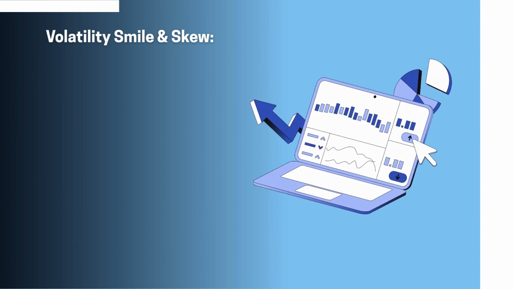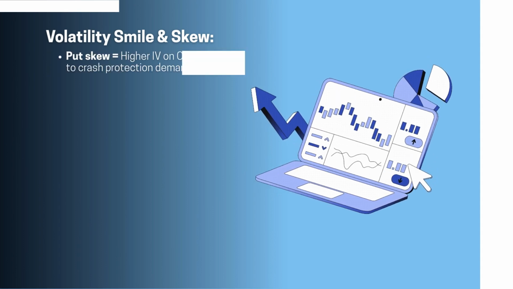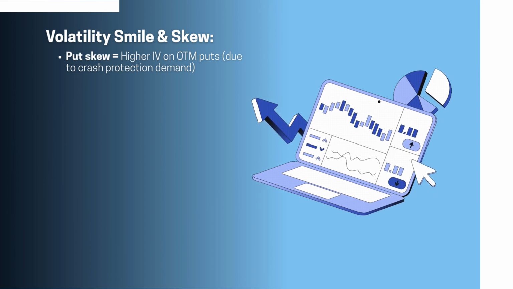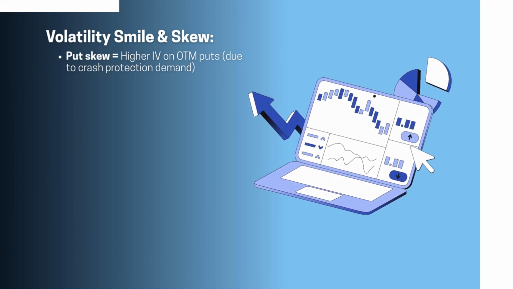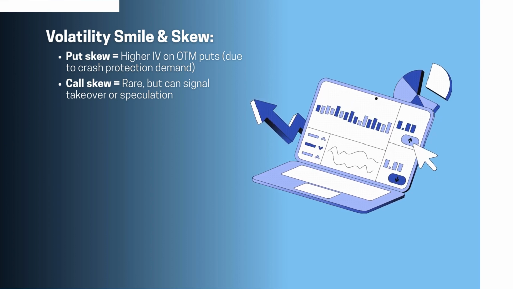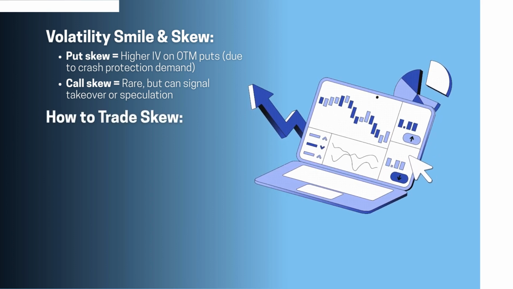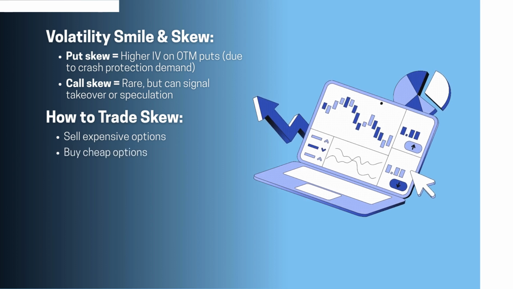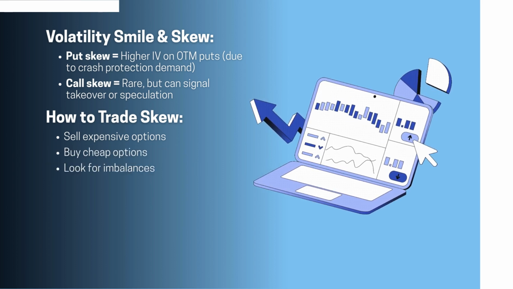Volatility smile and skew. Put skew is higher IV on OTM puts due to crash protection demand. Call skew is rare, but can signal takeover or speculation. How to trade skew. Sell expensive options. Buy cheap options. Look for imbalances.